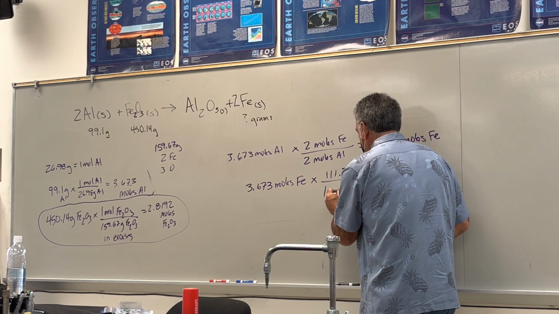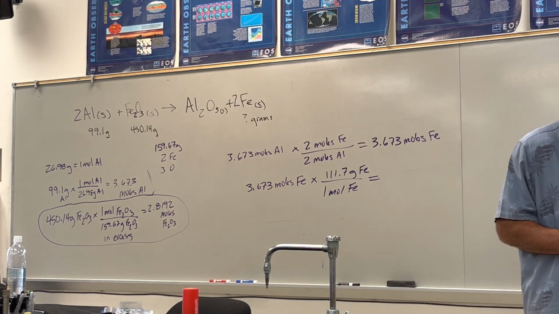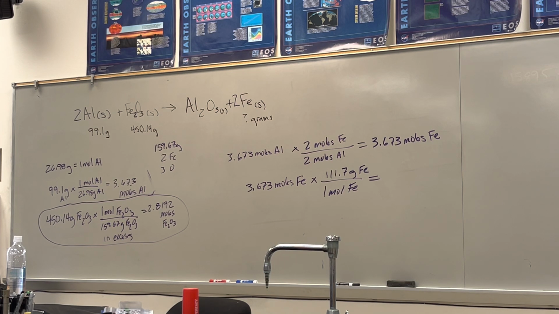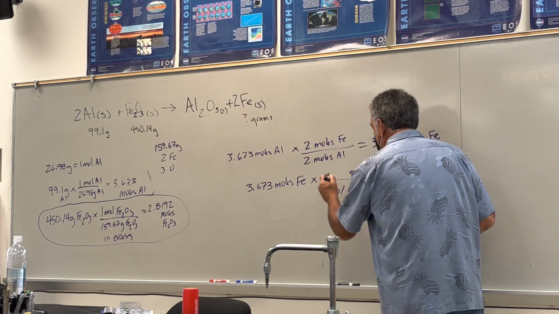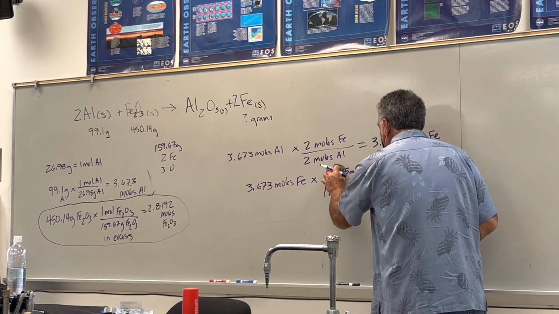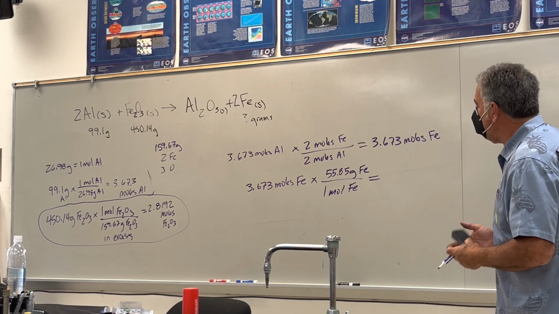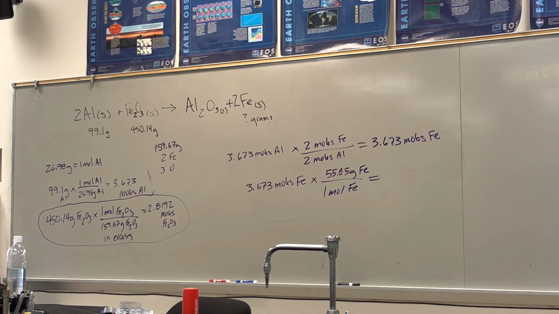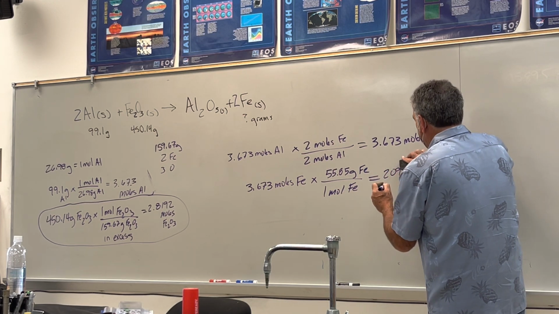We're gonna do 3.673 times the molar mass of iron. Wait, is it? That's 2 moles of iron. Yeah, that's 2 moles. 111.7 is 2 moles of iron. Oh. One mole is 55.85. That sounds better. Right? Two oh nine point one. 205.1.